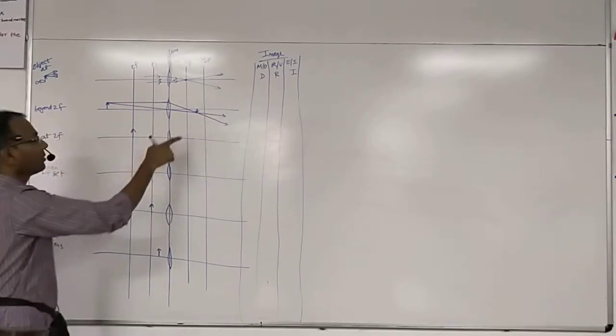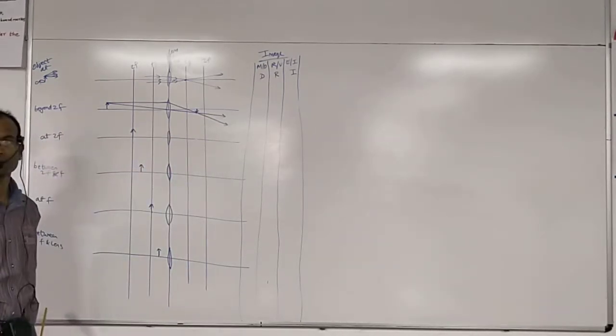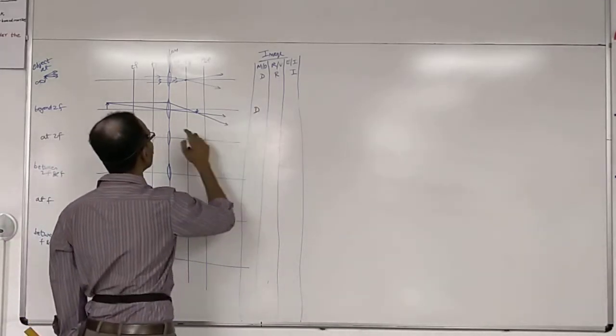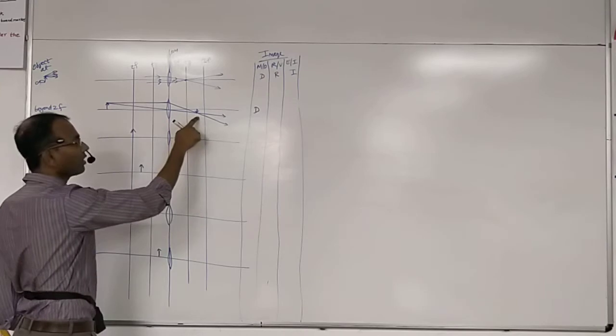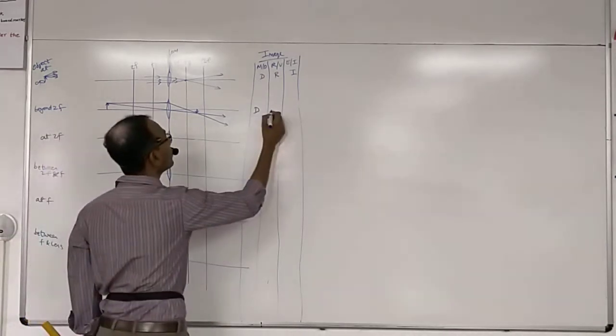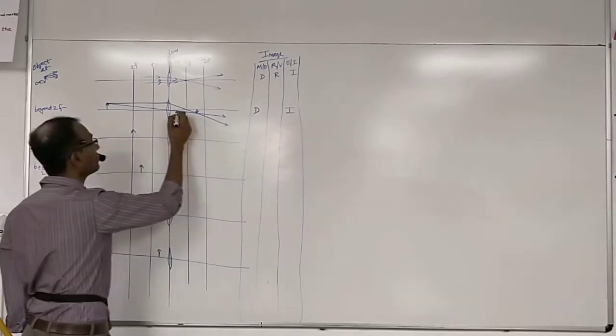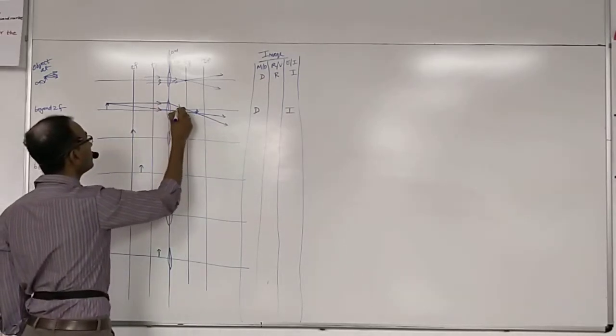Compared to the object, has it become bigger or smaller? Smaller. So it will be diminished. Is it on the same side or opposite side of the principal axis? So it is inverted. And since the light actually meets, it is real.